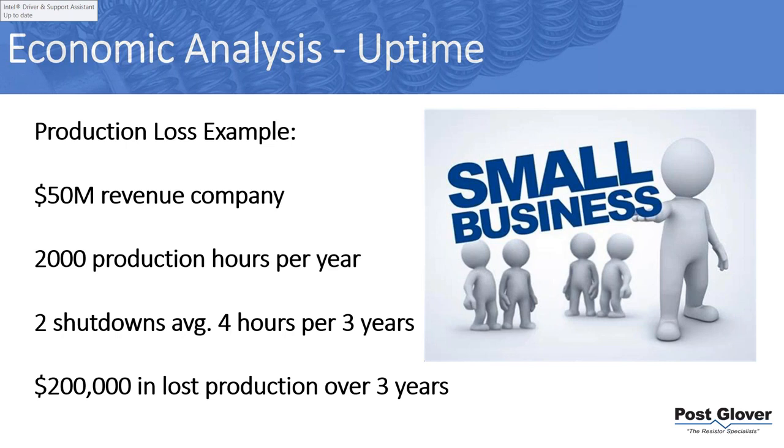One shift, typically 2,000 production hours would be one shift, and then you take that average that we showed in the last slide, and you have 8 hours overall of downtime, and that's going to cost you about $200,000. So you get the idea. These things add up. Downtime is a big issue.